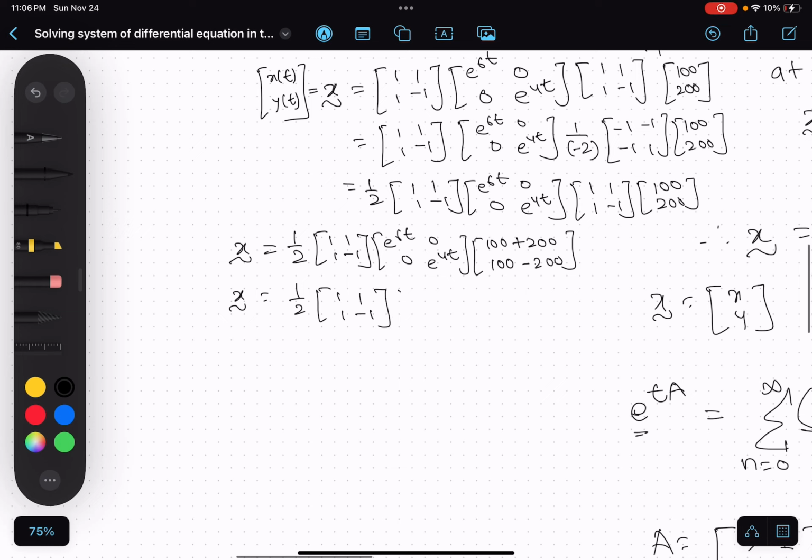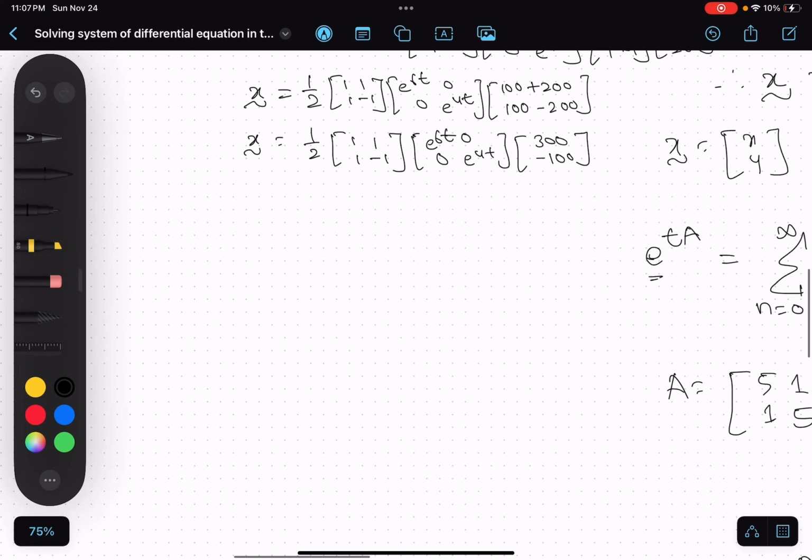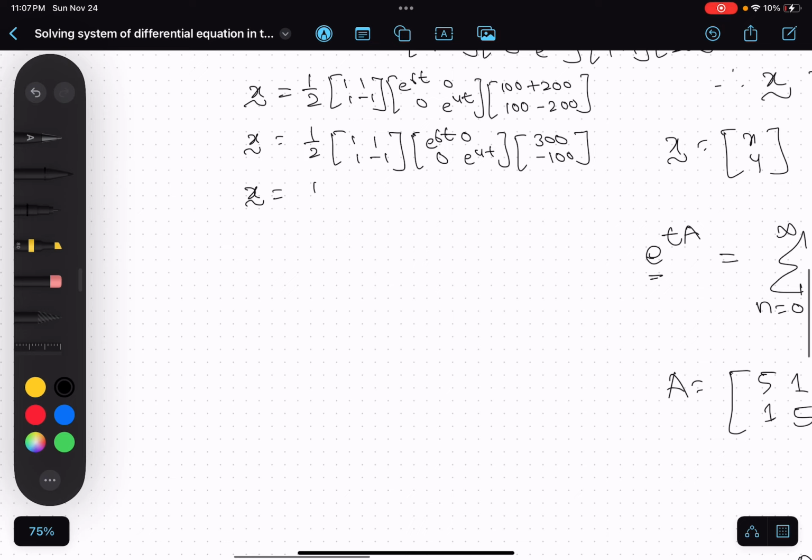It's just minus, okay, let me write it first. e to the power 60, 0, 0, e to the power 40, that's just 300. It's just minus 100, right? Again let me multiply the last two. X tilde is just half 1, 1, 1, minus 1. This is just 300 e to the power 60 minus 100 e to the power 40, right?